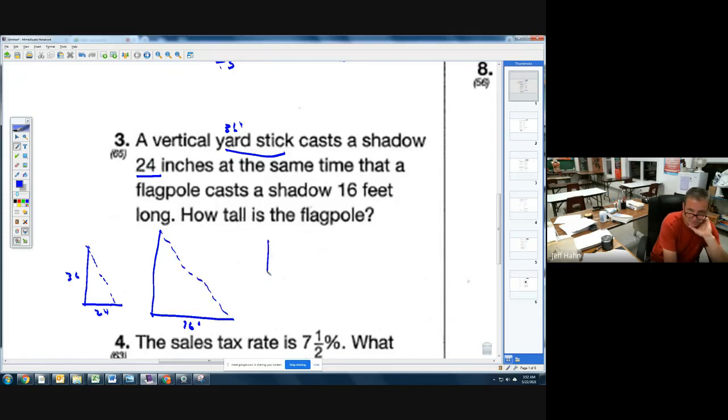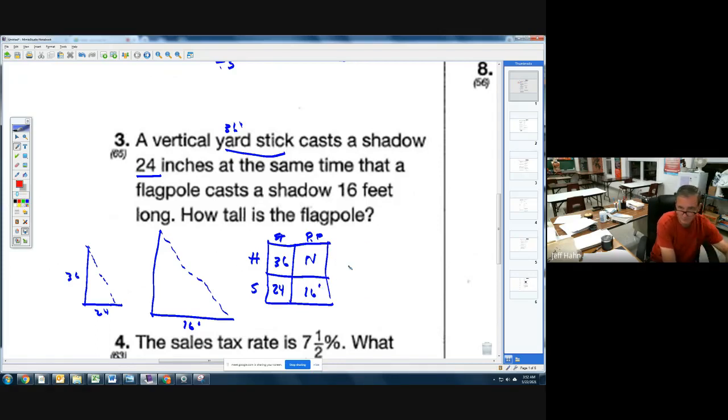And remember, we just simply do a proportion box. And as long as we label them correctly, we will be okay. We are comparing the yardstick to the flagpole, and we are measuring the height of each and its shadow. Height of the yardstick is 36 inches. Its shadow is 24. Height of the pole, we don't know, but we know its shadow is 16 feet. Again, look at how many times we just seem to do these proportions. 36 over 24 equals what number over 16?